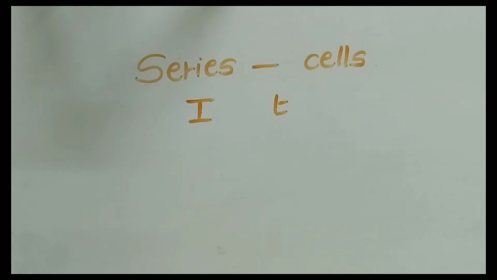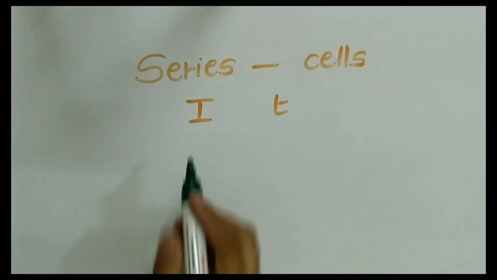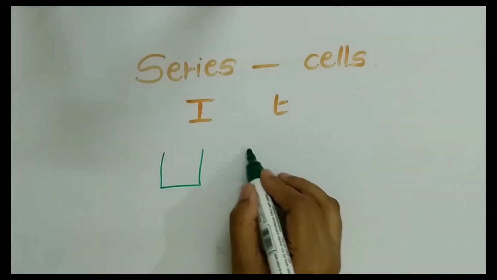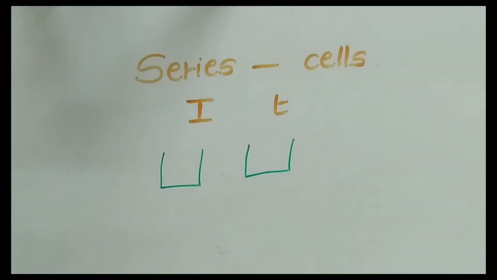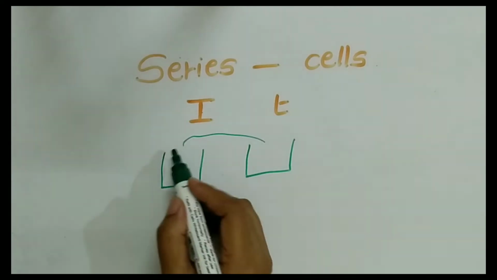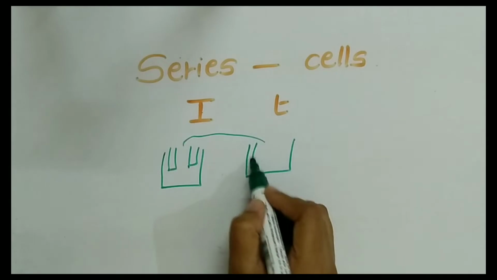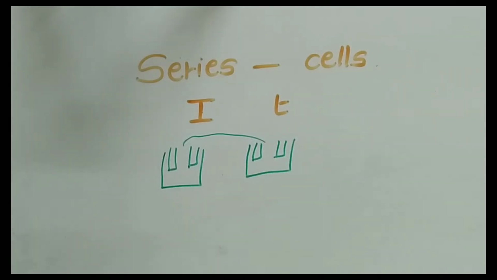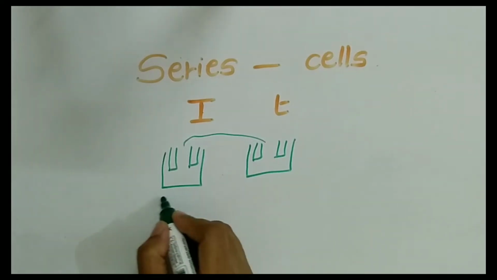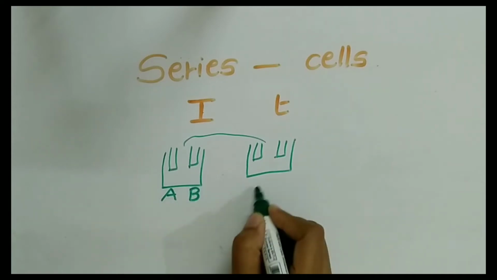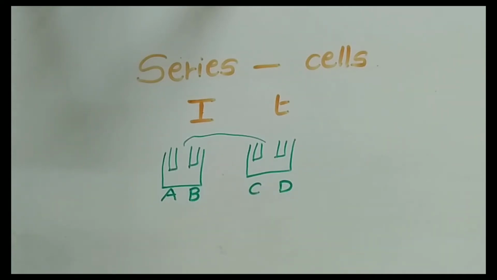Suppose the products formed, there are two cells. We were taking only one cell in the previous case. Now there are two cells, and they are connected also. We will see the examples. So 4 electrodes will be there, and all the electrodes are connected. So suppose the products formed are A, B, C and D.